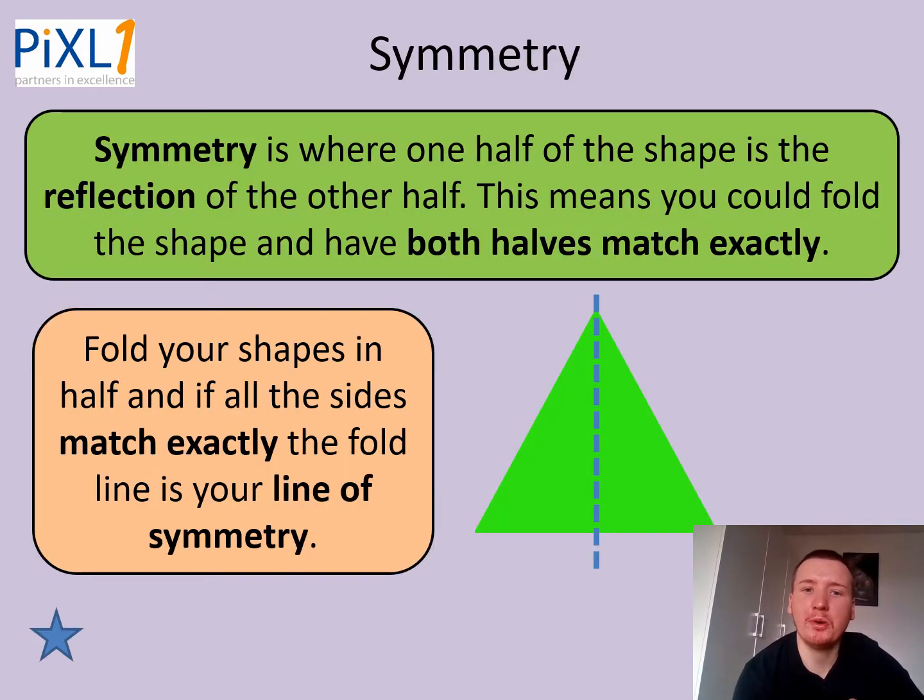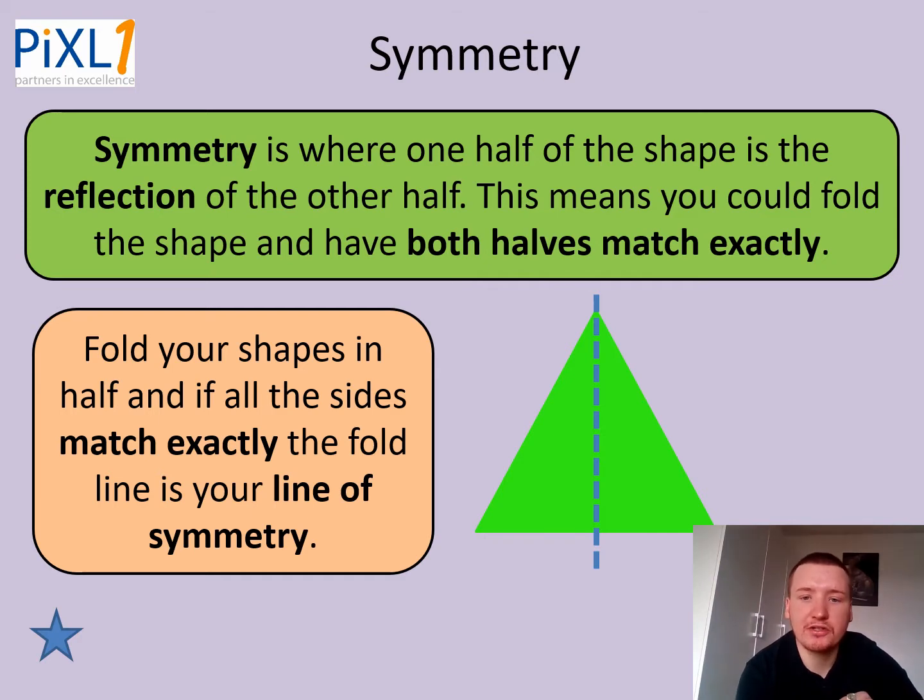So before we put line of symmetry to practice, it's important we know the definition of what the word symmetry means. So symmetry is where one half of the shape is the reflection of the other half. This means you could fold the shape and both halves exactly match. So let's look at my example to help us understand what the word symmetry means.